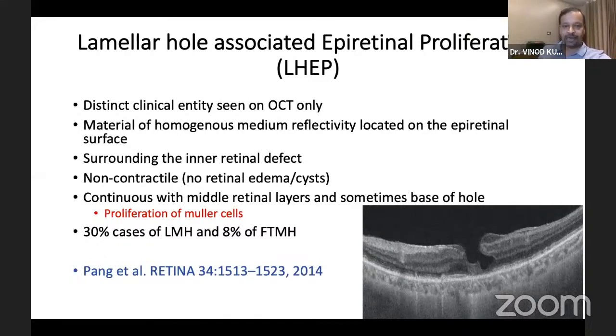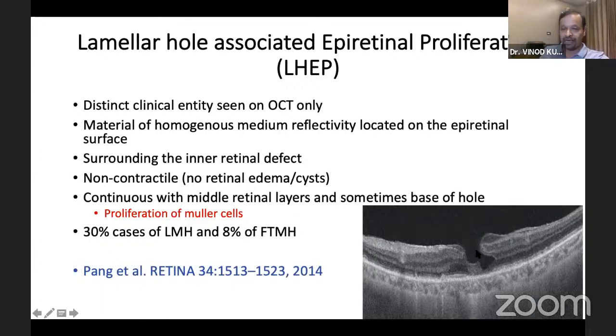Now, this is a clinical entity which is seen only on OCT. When I say only on OCT, I want to differentiate it from the conventional epiretinal membranes, which are seen clinically as well. Now, what is LHEP? Basically, it is a material of homogeneous medium reflectivity, which is located on the epiretinal surface, and it usually surrounds the lamellar macular holes.